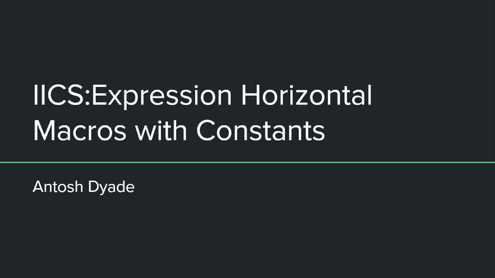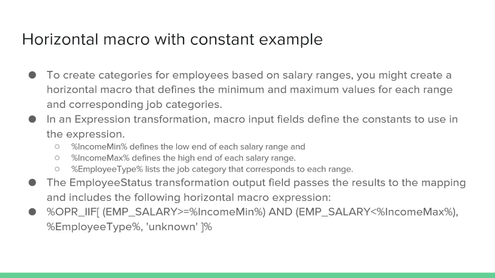Hi, in this video I am going to demonstrate expression horizontal macro with constants in IICS. Here I am going to demonstrate categorizing employees based on salary ranges. I have created 3 horizontal constant macros: one is IncomeMin, second is IncomeMax, and third one is EmployeeType. IncomeMin is mapped with the low end salary ranges, IncomeMax defines the high end salary ranges, and EmployeeType lists the job category that corresponds to each range.